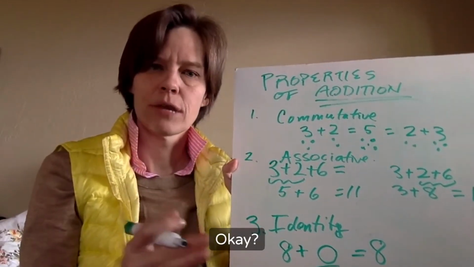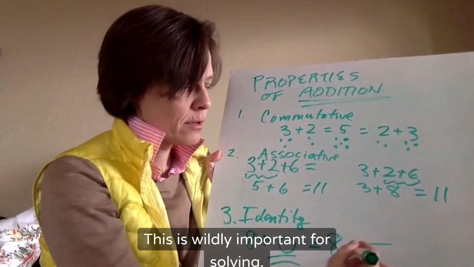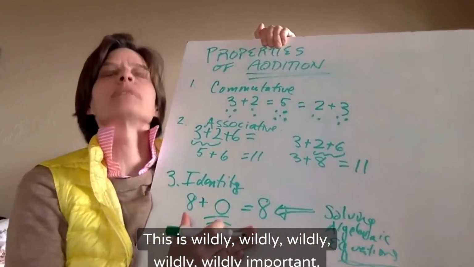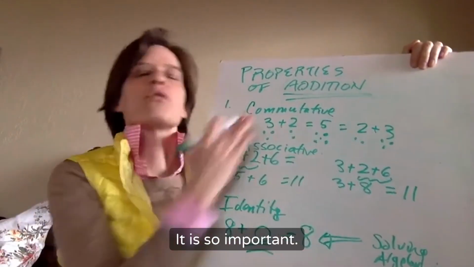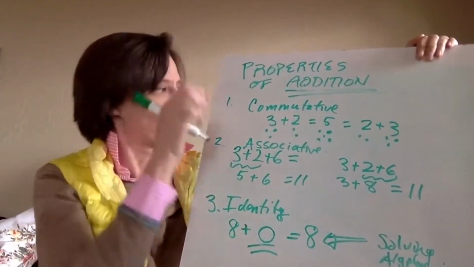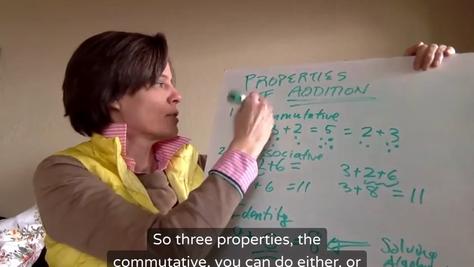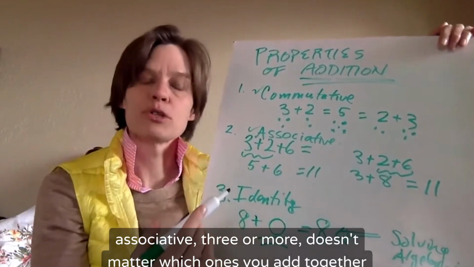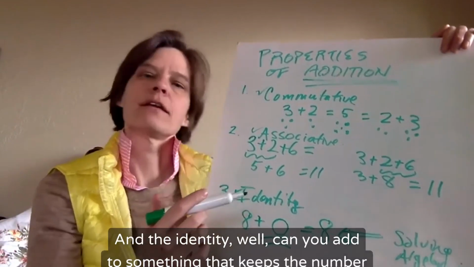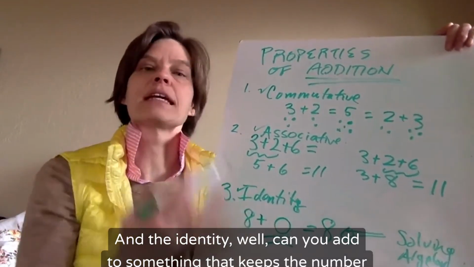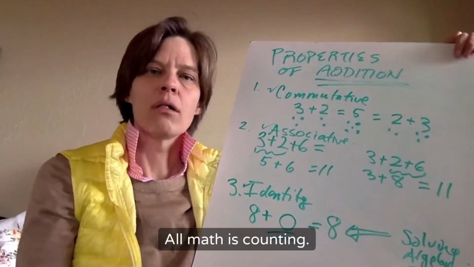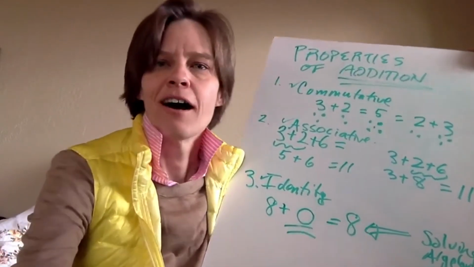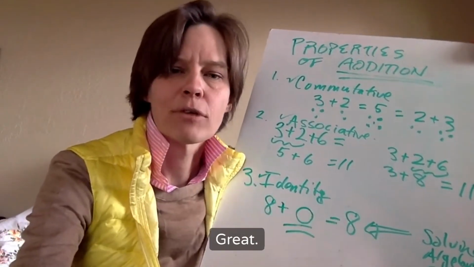This is wildly important for solving. It is so important. So 3 properties. The commutative, you can do either or. Associative, 3 or more, it doesn't matter which ones you add together first. And the identity. Can you add something that keeps the number the same? All math is counting. I'm thinking of the Count on Sesame Street. All right, we'll do some examples next. Great. Fantastic.